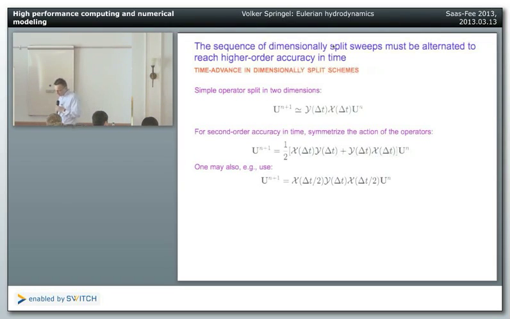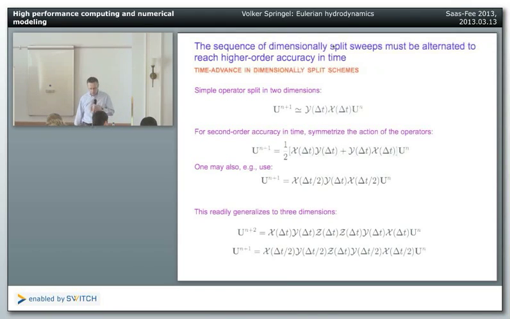But you could also alternate this differently. For example, similar to our kick, drift, kick leapfrog idea, you would do a first half x sweep, then a full y, then a half x. There are many possibilities to do this in an operator split approach. This generalizes also to 3 dimensions. So often what's done is that one alternates the sequence of how these operators are applied. For example, you would first do x, y, z, then again z, then y, and x. And then you also have second order accuracy in time. So this is one possibility to do a so-called operator splitting approach.